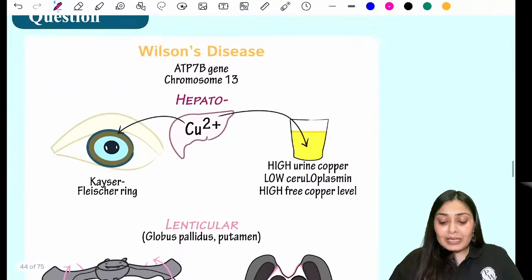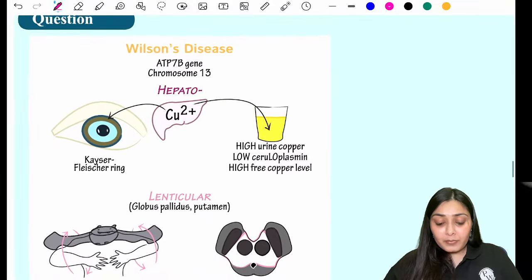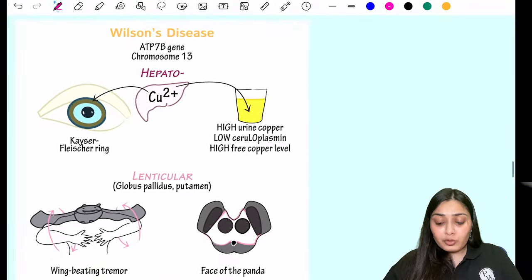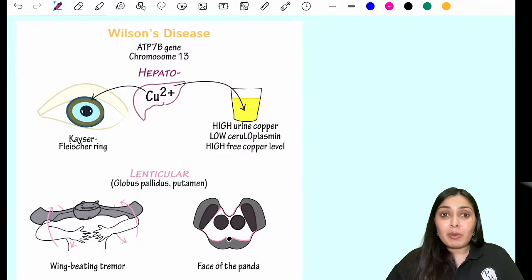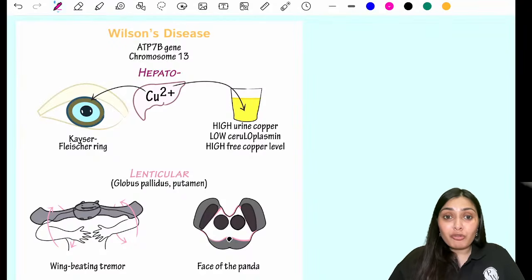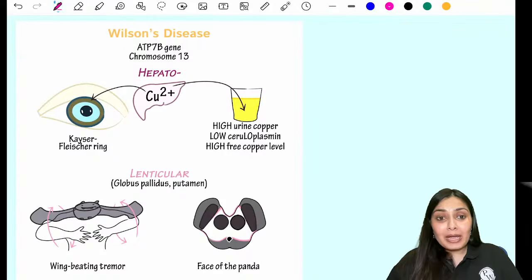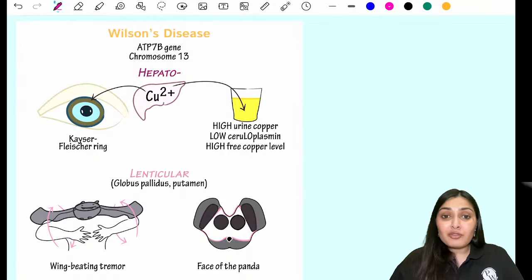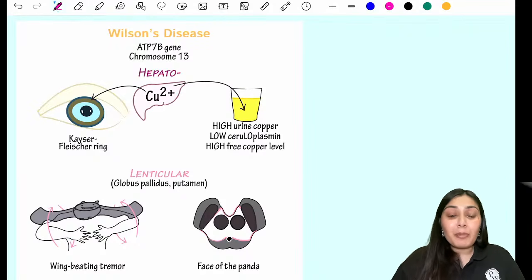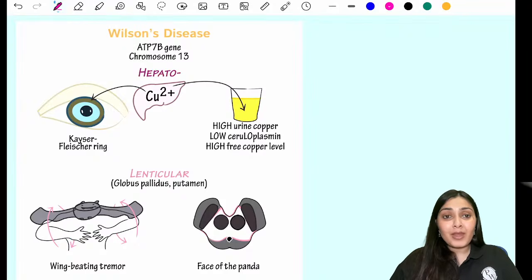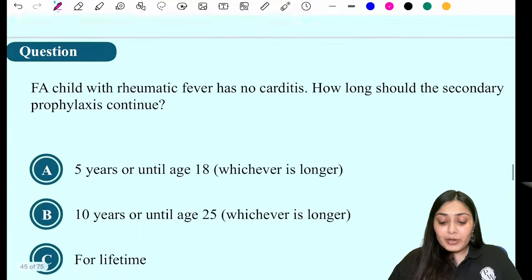So this is the animation I have sourced for you to remember Wilson's disease. Remember ATP7B gene on chromosome 13. There will be excessive accumulation of copper that affects my eyes. There will be high urinary copper, low ceruloplasmin, high free copper level. It affects my basal ganglia. You see the face of the panda sign on MRI and bat wing tremors. Right? Now let's move to the next question.